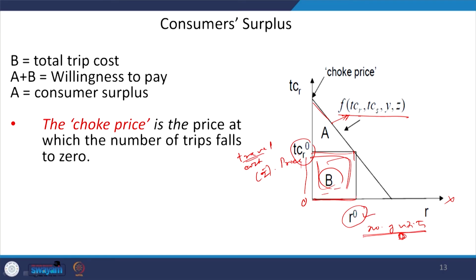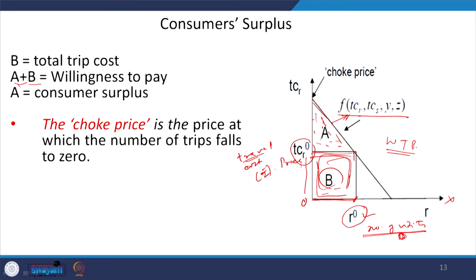But the visitor was actually willing to pay how much? This area plus this A area, for visiting the same R0 times to this particular place. So, his willingness to pay would now be area A plus area B. This is what we are calling willingness to pay in order to recreate at that particular site.